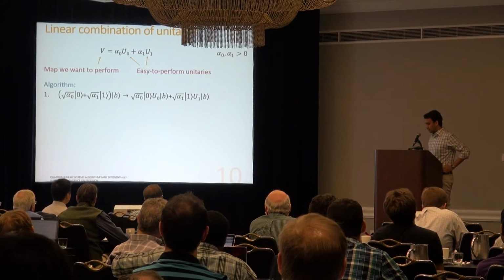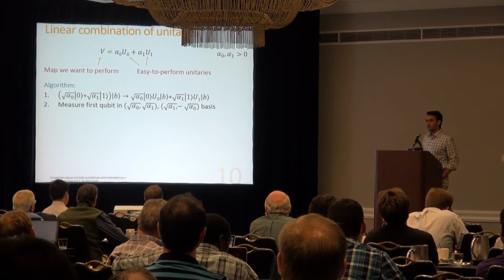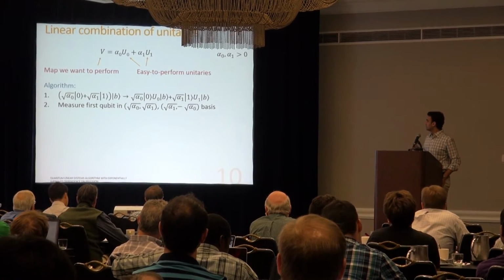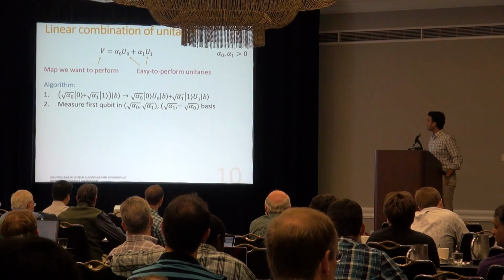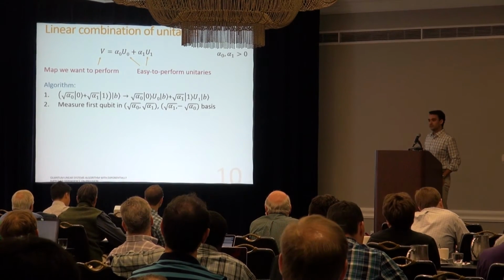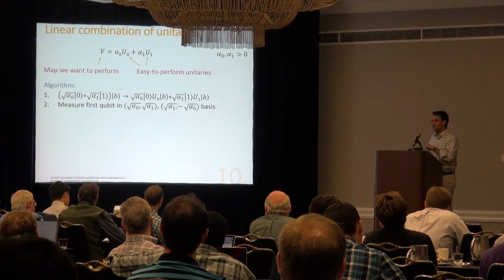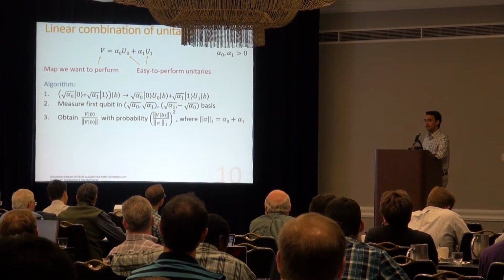OK, that's completely straightforward. And then what you do is you measure in the basis given by square root of alpha 0, comma, square root of alpha 1, and the state orthogonal to that. So just make this measurement on the first qubit. And cross your fingers and hope that you get the first measurement outcome. Because if you get the first measurement outcome, then the state you're left with in the second register is what we wanted. It's a state proportional to V acting on ket B.